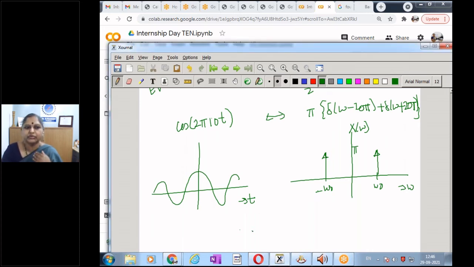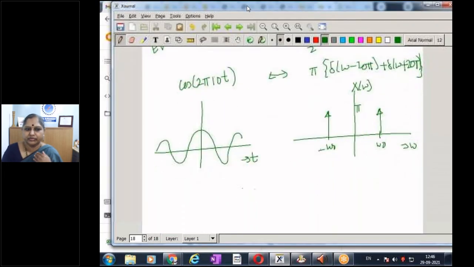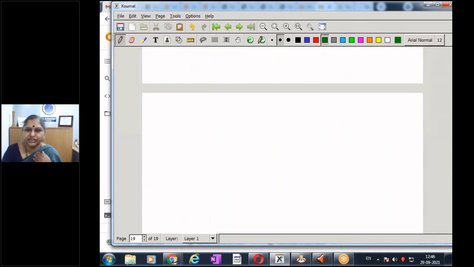suppose I change the question now. Suppose I change the question. Let's take my signal x of t to be a constant, which is 5. Signal x of t is a constant.